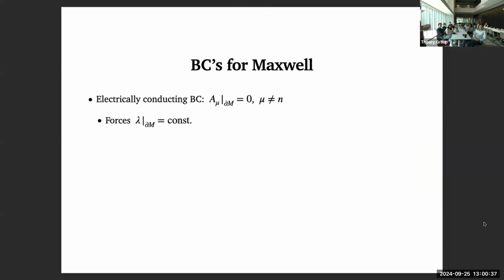But both of the standard boundary conditions for Maxwell theory don't do that. For example, with the electrically conducting boundary condition, you set the gauge field to 0 on the boundary, which basically kills the gauge parameter too. So that doesn't work. And the magnetically conducting boundary condition sets some field strength components to 0 on the boundary, but that in particular kills the electric flux through the boundary. So neither of those will allow the symplectic part that we want.